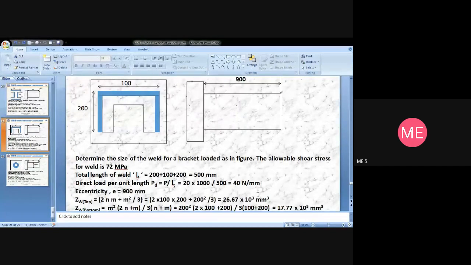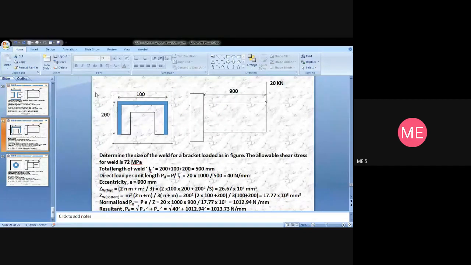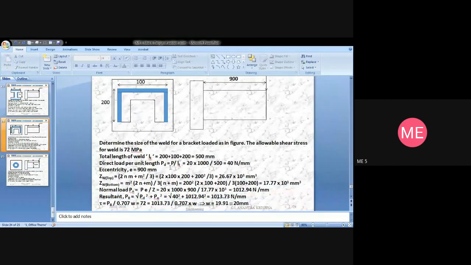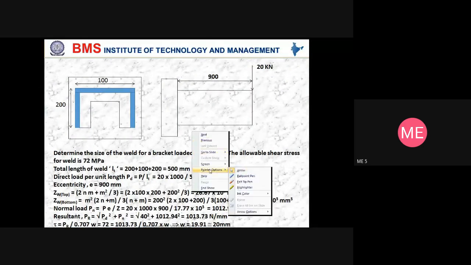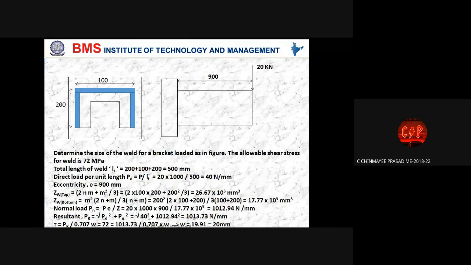Total length of the weld is 500 mm. 200 plus 100 plus 200. Okay, 500 mm is the total length. Direct load per unit length, you will get 40 Newton per mm. Eccentricity given in the problem is 900. Anybody, any doubt here? So what is PE?